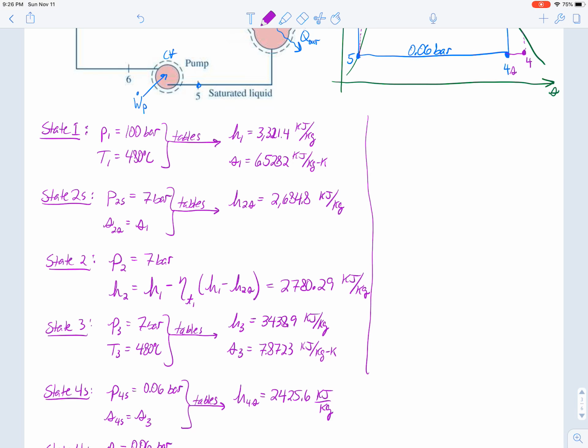State 5, that one's pretty easy as far as easy thermodynamics goes. The pressure is 0.06 bar, and the quality is 0. It's saturated liquid. So I can go to the saturation tables and get state 5. The enthalpy is 151.53 kilojoules per kilogram.